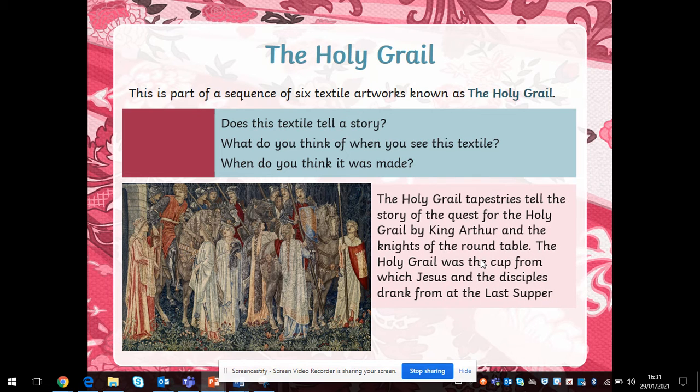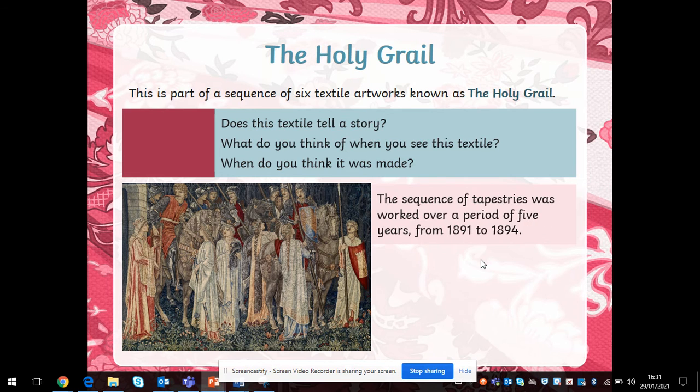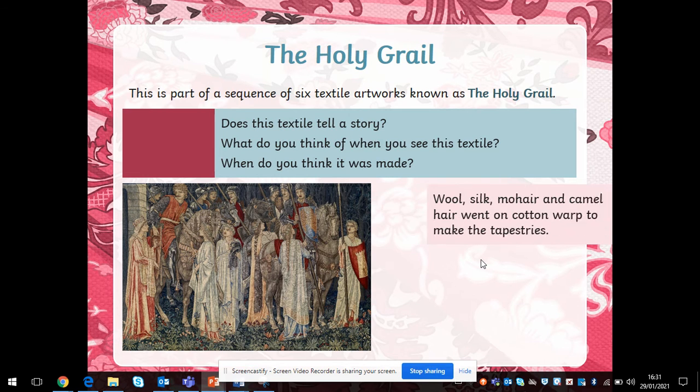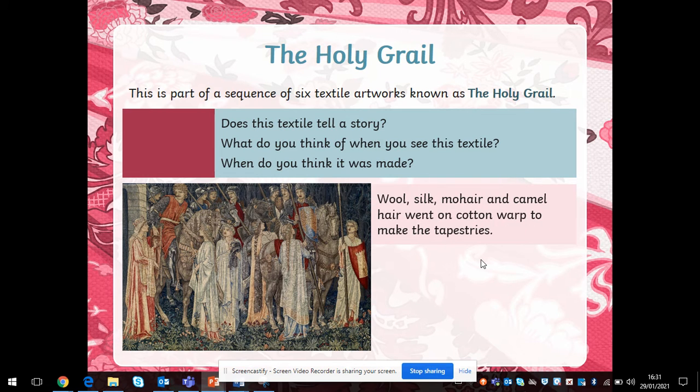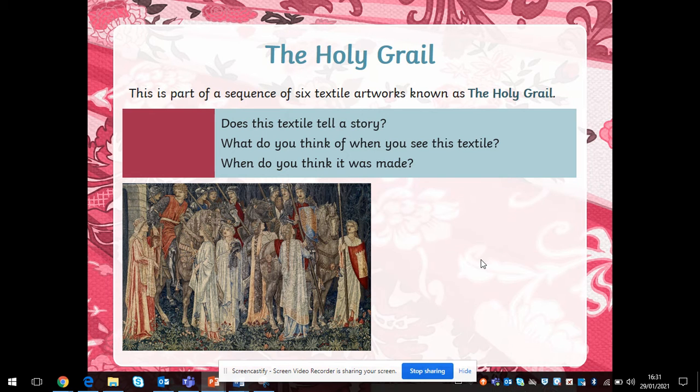The Holy Grail tapestries tell the story of the quest for the Holy Grail by King Arthur and the Knights of the Round Table. The Holy Grail was the cup from which Jesus and the disciples drank at the Last Supper. The sequence of tapestries was worked over a period of 5 years, from 1891 to 1894. Wool, silk, and camel hair went on cotton to make the tapestries.